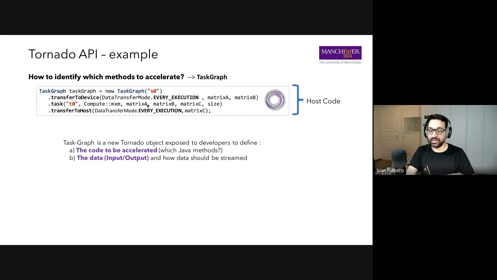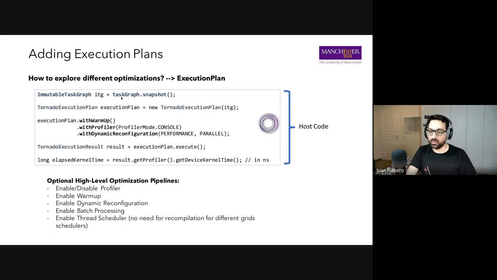So from there, we have the definition, and then we need to execute. To execute, we create what we call an immutable task graph. This is on purpose because the user, accidentally or not, can in theory modify the task graph, let's say adding more data or adding more tasks while the GPU is already running. We want to prevent this situation, so we create what we call a snapshot, and then we pass the state to an immutable task graph.